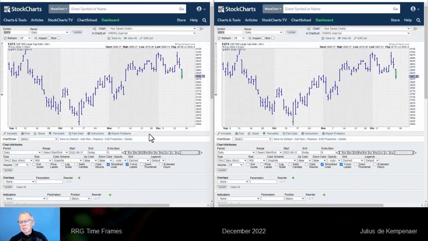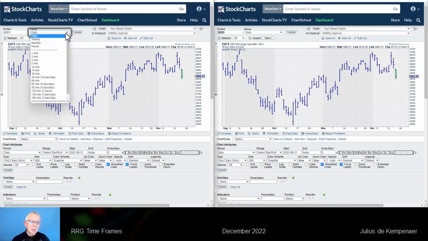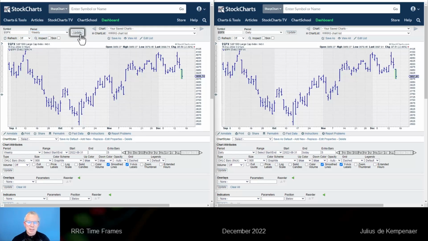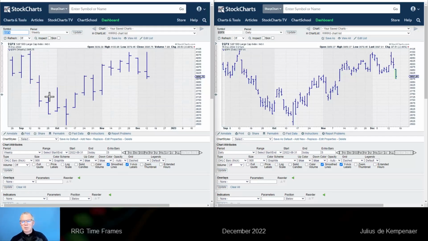The best way to look at the differences between these timeframes and how they interact together is to put them side by side. So I now have the daily chart of the S&P 500 on both sides of my screen. So both sides are a daily chart. Now let's change one into the weekly time frame. So the left chart is now a weekly time frame. So now you can really see how different the movement on the weekly is from the daily.